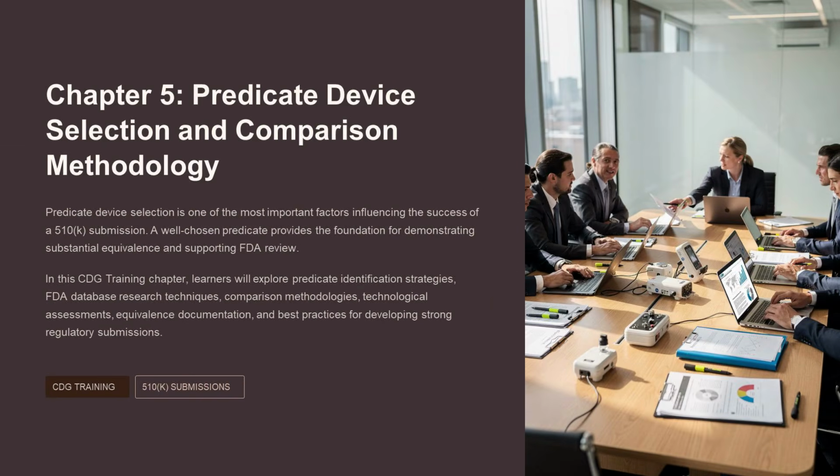Predicate device selection is crucial for a successful 510(k) submission. A well-chosen predicate lays the groundwork for demonstrating substantial equivalence and supporting FDA review. In this chapter, learners will explore strategies for predicate identification, comparison methodologies, and best practices for strong regulatory submissions.